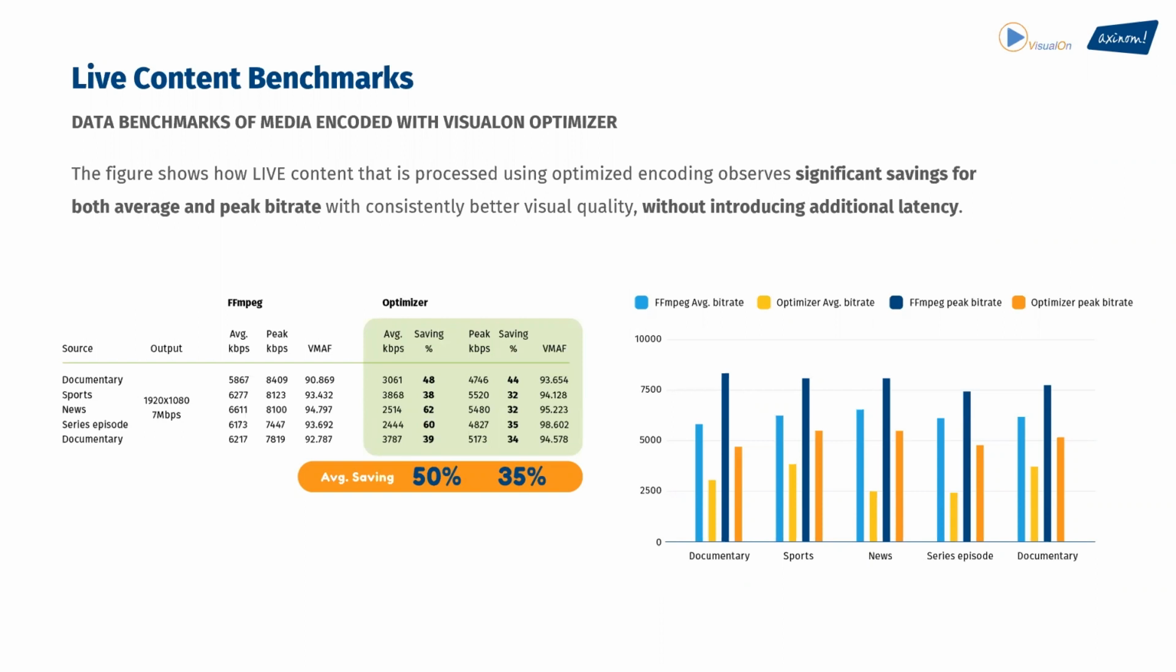Most importantly for live, Optimizer cuts the peak bitrate by 35% in average. And since the CDN has to be dimensioned to handle the peaks, this translates in CDN savings. Okay, let's go now to one more and last case back on video, the next slide.